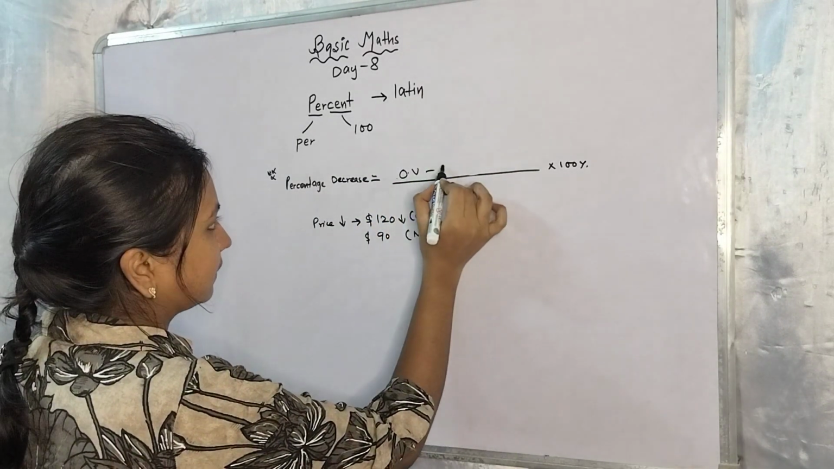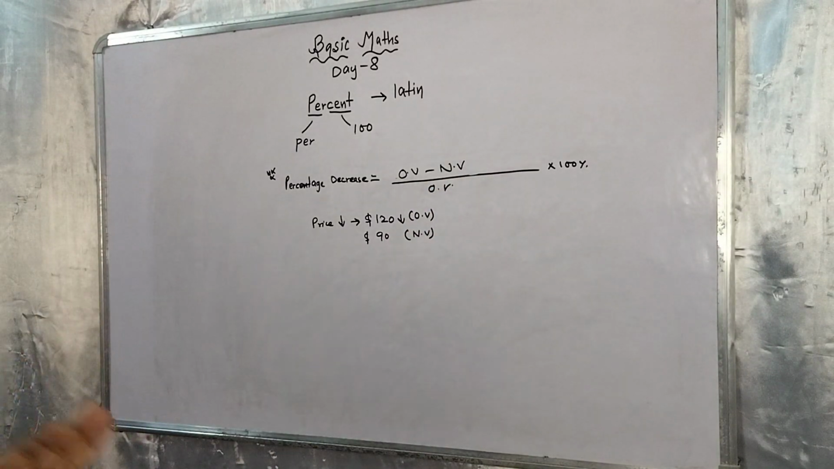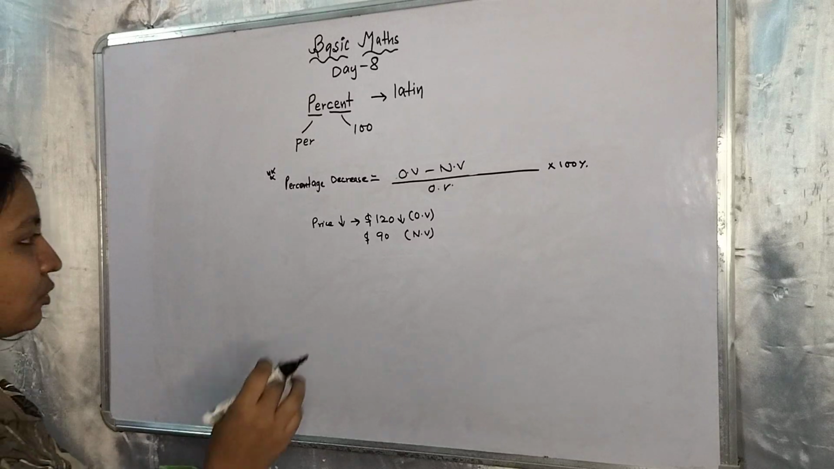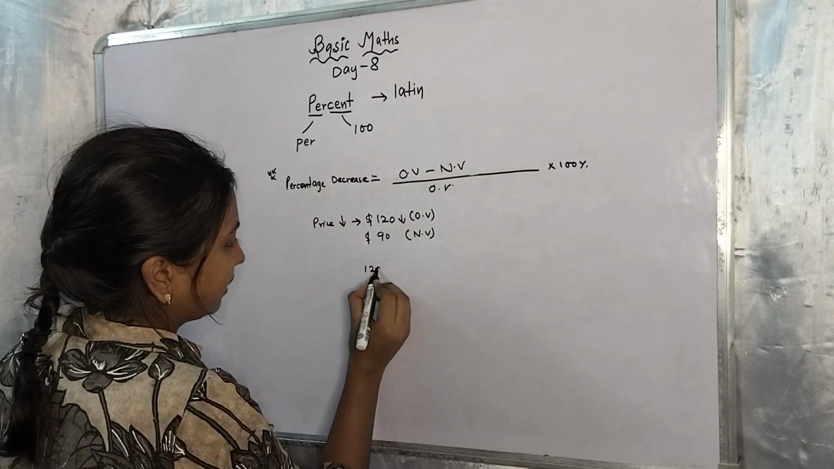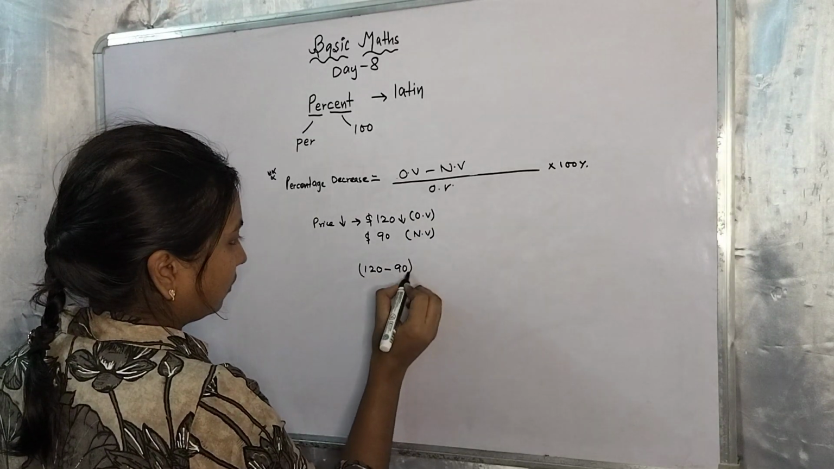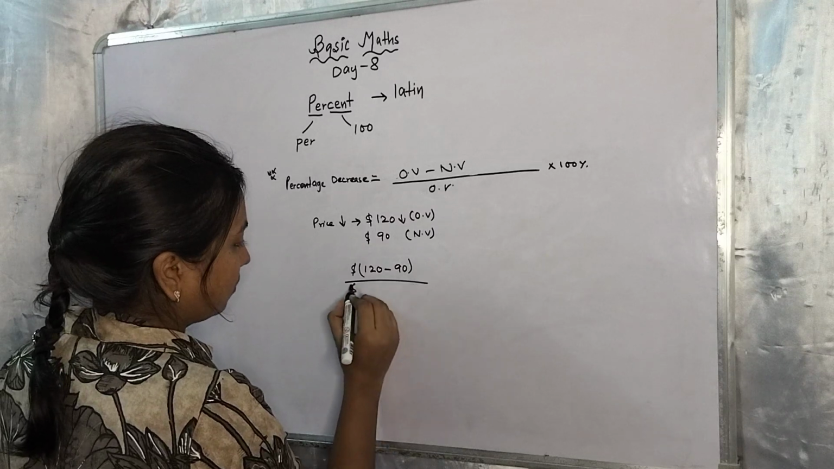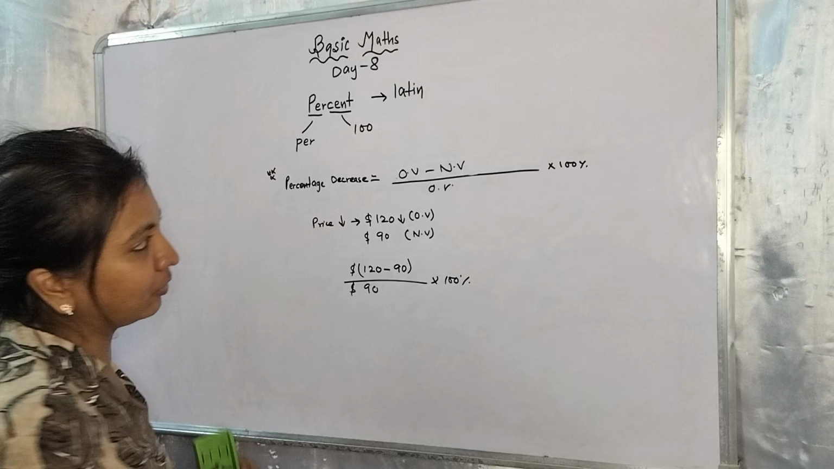Original value minus new value. I am writing the same thing again. Actually that is original minus new, because 120 minus new value $90, by $90 into 100. I hope you understood the concept.